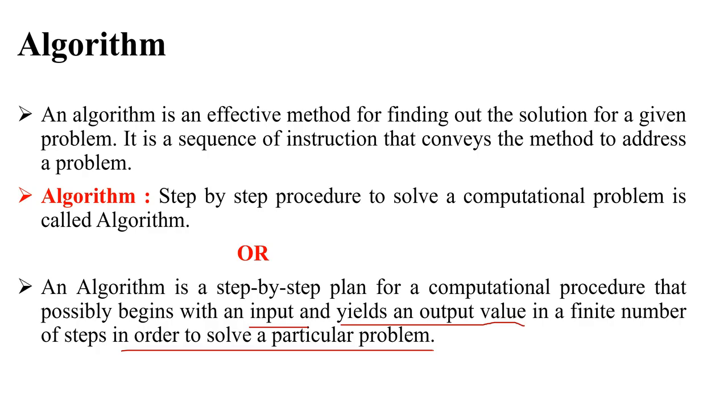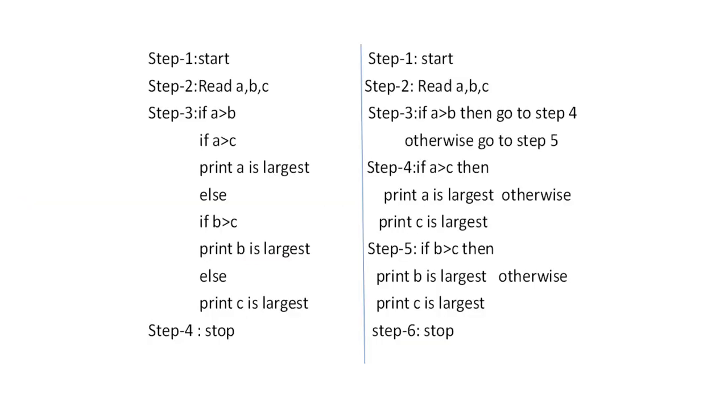So let's see one example here. You can see that we have two examples here, where the same problem has been solved in two different ways. To solve one problem, you may have multiple algorithms. So this is one example. Let's say we have three numbers or variables, A, B and C, and now we have to find the maximum of those three variables. You can see that in this algorithm, it is reading the inputs A, B, C.